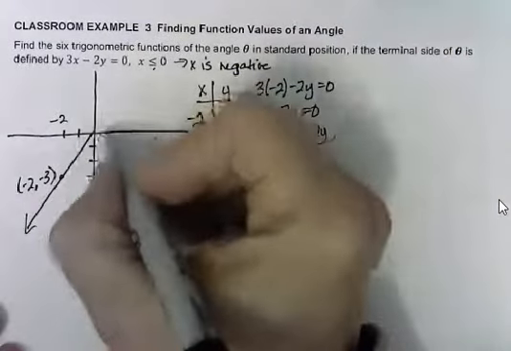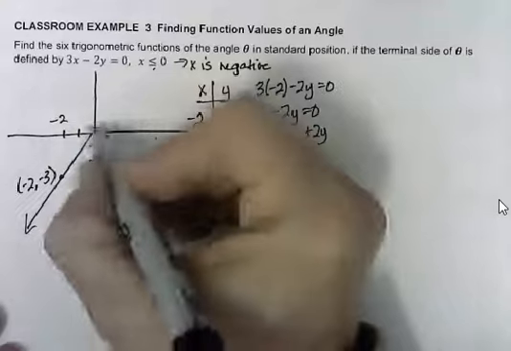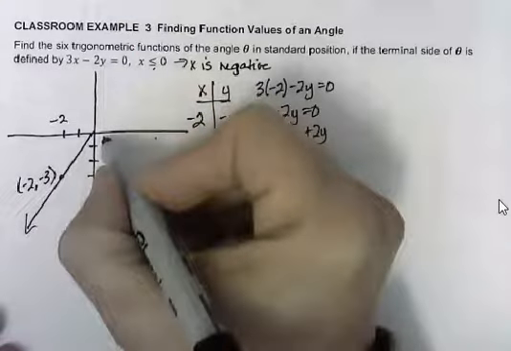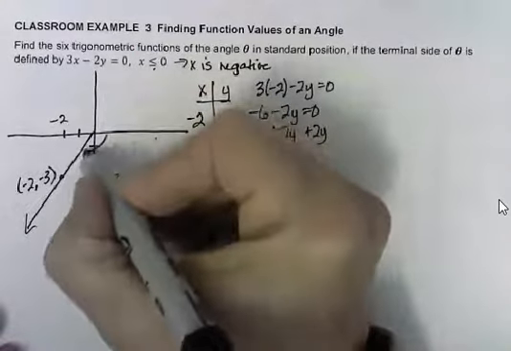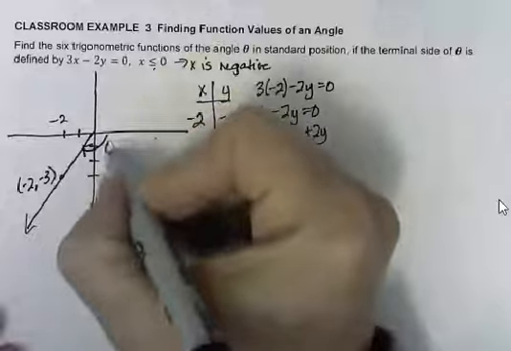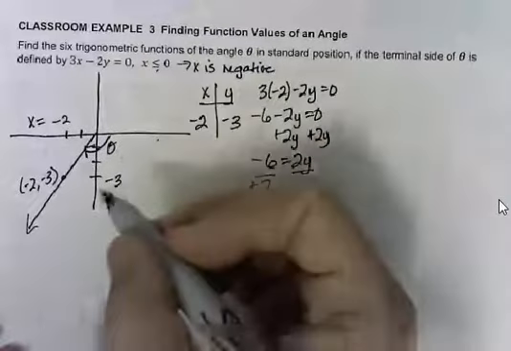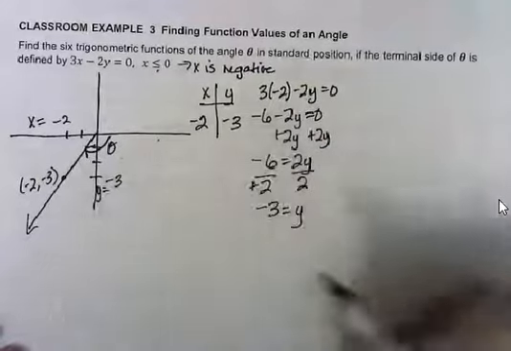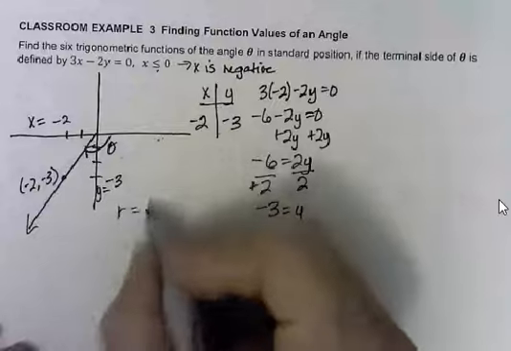So again, if I wanted to draw a positive measure angle, I would go this direction. I could also draw it as a negative measure angle by making it go clockwise. I have my x is -2, my y is -3. I still need to find my r.